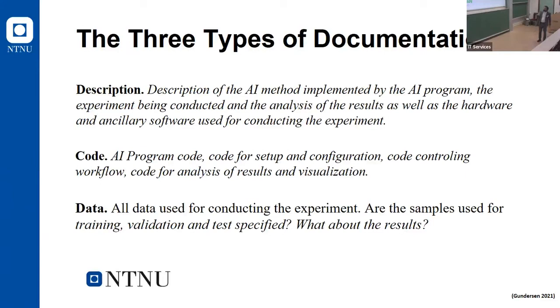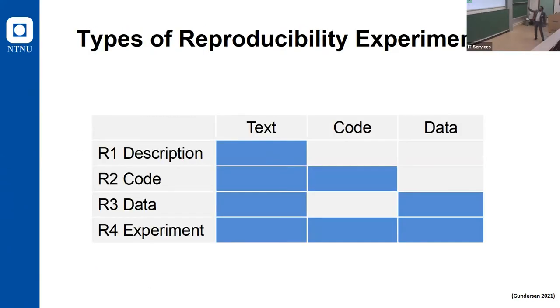experimentation on a computer. Which means that we can talk about different types of reproducibility experiments. So I can do the experiment based only on your description on the paper. I can do it based on the text that you had with the code. I can do it with the text that you had with the data, and then I had to write the code myself, but I can still reproduce it, or I can do everything because you shared not only the text, but also code and data.